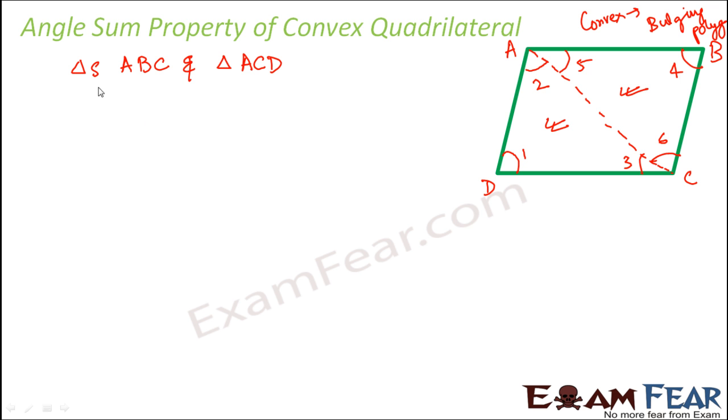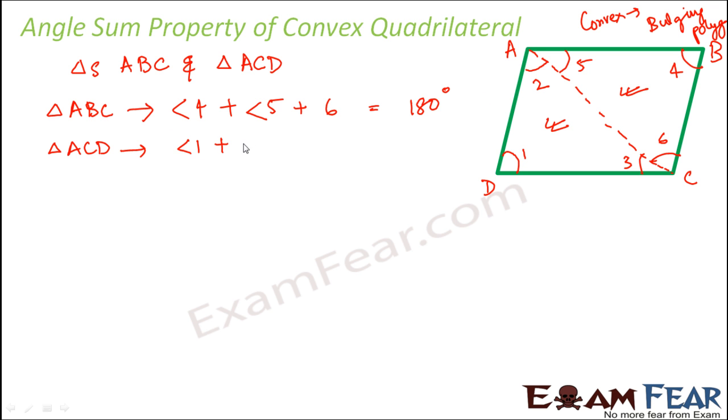And what do we see? We see that in triangle ABC, how much is the sum of the three angles in a triangle? The sum of the three angles in a triangle is always equal to 180 degrees. This is something which you have been learning from your junior classes. So in triangle ABC, the three angles are 4, 5 and 6. Therefore, angle 4 plus 5 plus 6 is equal to 180 degrees. In a similar way, in triangle ACD, angle 1 plus angle 2 plus angle 3 should again be equal to 180 degrees. So let us call this equation 1. Let us call this equation 2.